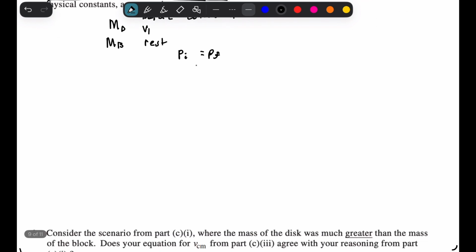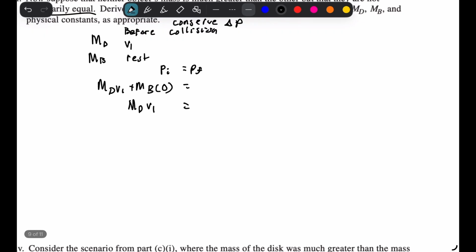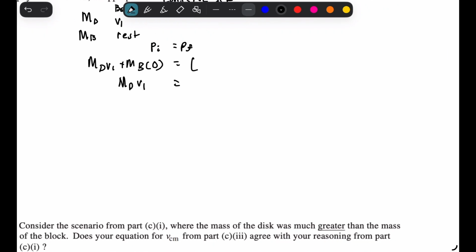Therefore, for our P initial side, we are going to have MdV1 plus MB times 0. Now, this will be equal to MdV1. Now, our center of mass relationship, because we have one mass that's just combined now, because the two masses are perfectly inelastically combined. So we have the center of mass here, and this is going to be equal to our expression.